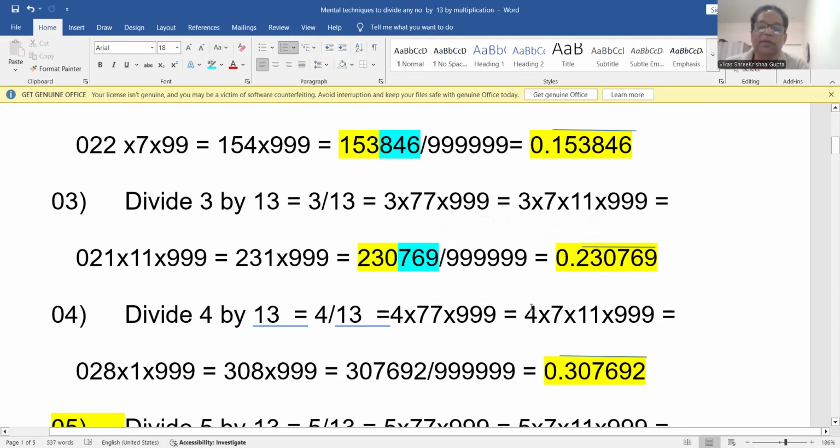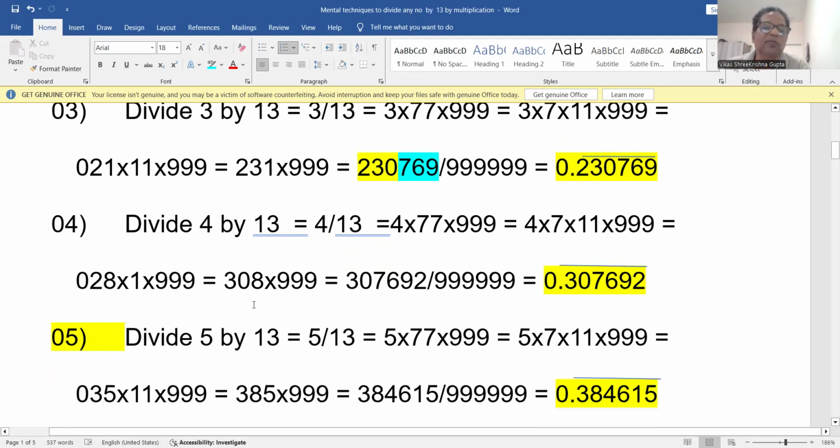Of course, it becomes a recurring non-terminating decimal when I divide by 999. So the final answer is 0.230769 with a bar. This bar means that it is a recurring decimal. These 6 digits are repeating again and again. It is a recurring non-terminating decimal, it does not end. It will keep on repeating endlessly.